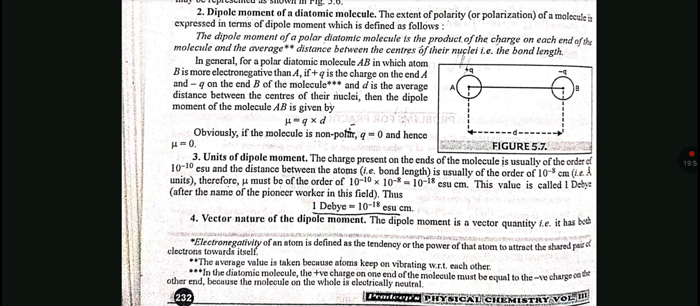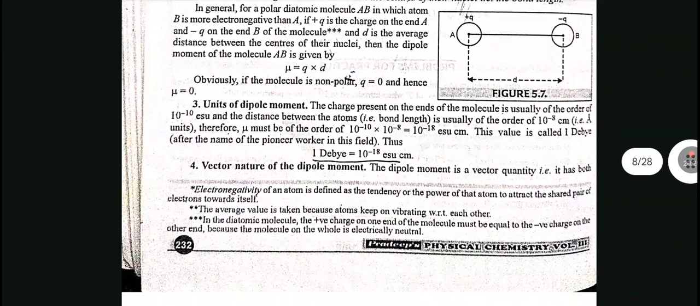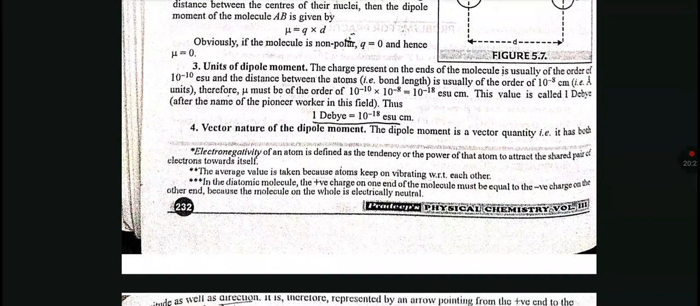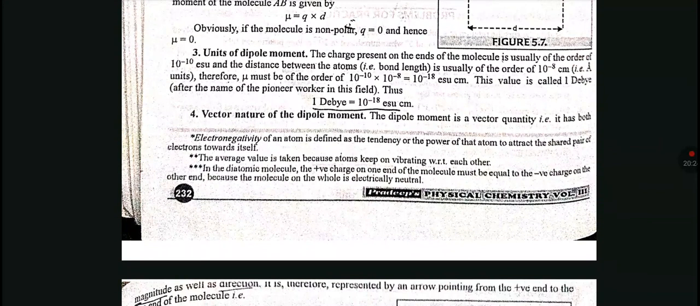Third, units of dipole moment. The charge present on the end of a molecule is usually of the order of 10 raised to power minus 10 ESU, and the distance between the atoms, that is, the bond length, is usually of the order of 10 to the power minus 8 centimeter. Therefore, mu must be of the order of 10 to the power minus 10 times 10 to the power minus 8, which is equal to 10 to the power minus 18 ESU centimeter. This value is called 1 Debye, after the name of Peter Debye. Thus 1 Debye is equal to 10 to the power minus 18 ESU centimeter.